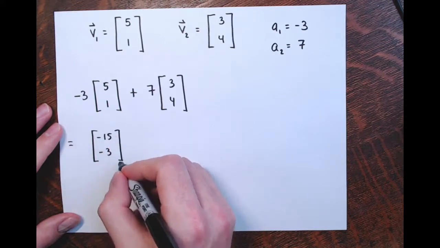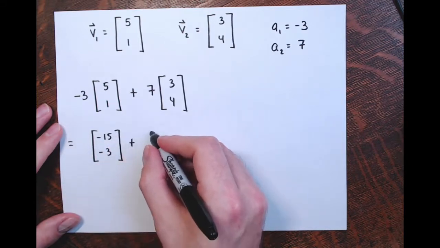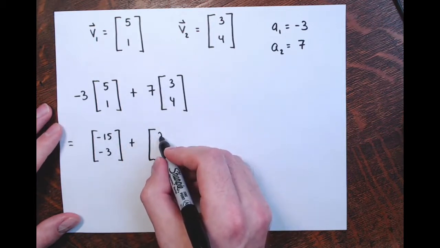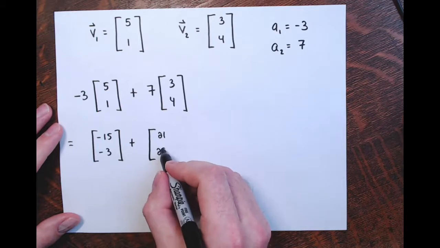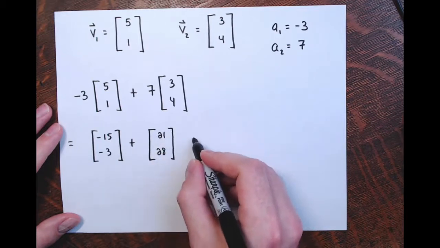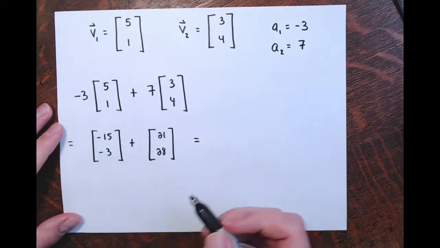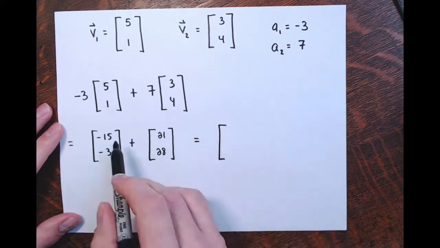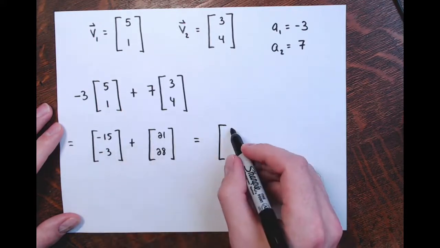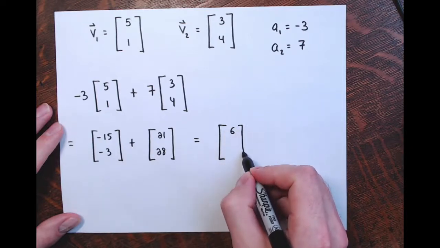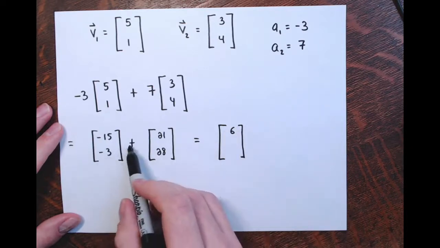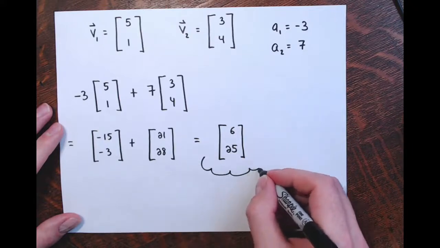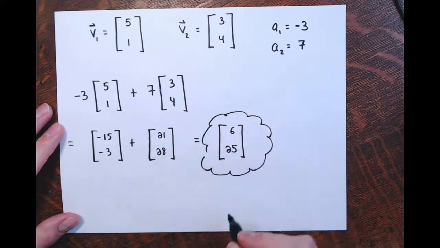So negative 15, negative 3 there. And same with this, 7 times this vector would have components of 21 and 28. And then vector addition, you simply add the corresponding components. So negative 15 plus 21, positive 6 for the first component, and negative 3 plus 28, positive 25. And then here's the resulting vector.